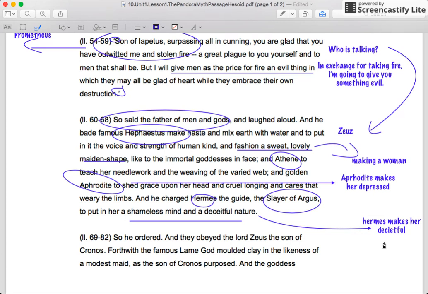Deceitful. So Zeus ordered these people: Hephaestus to make her and make her beautiful, Athena to give her all these womanly skills, Aphrodite to make her kind of sad or depressed or weary, and then Hermes to make her shameless and deceitful. So that's the person who will eventually be Pandora.